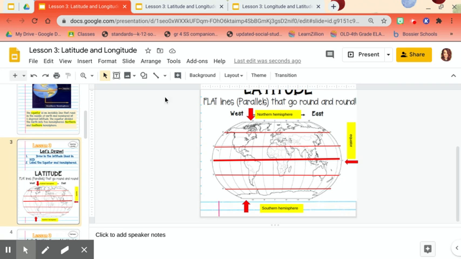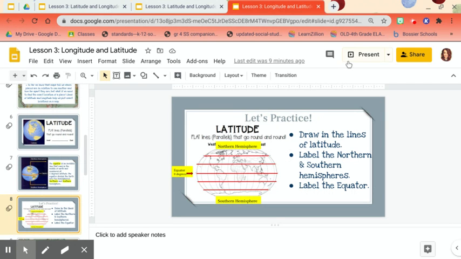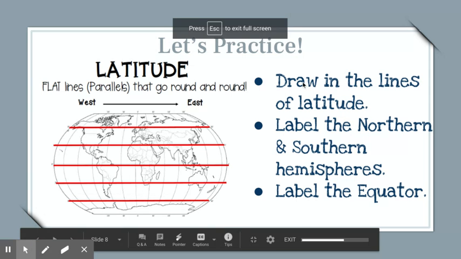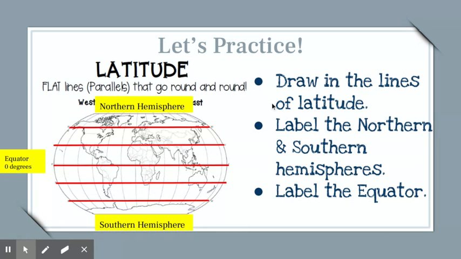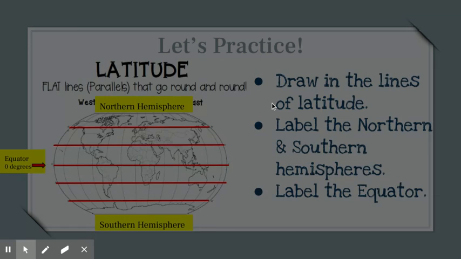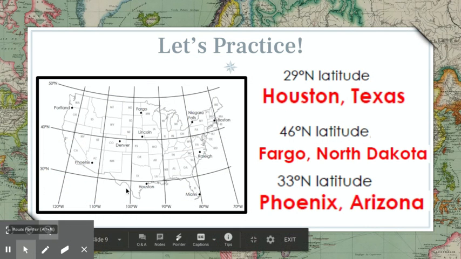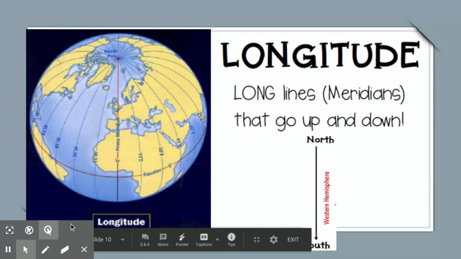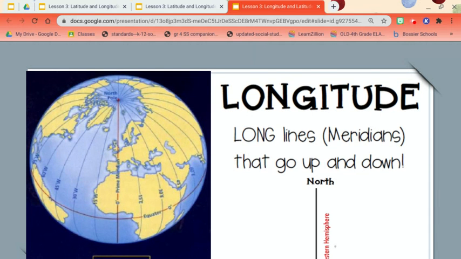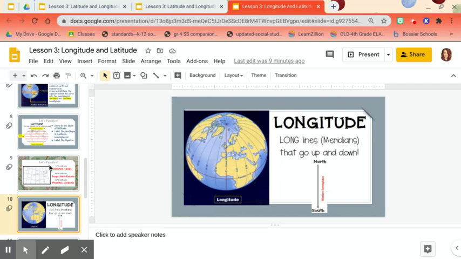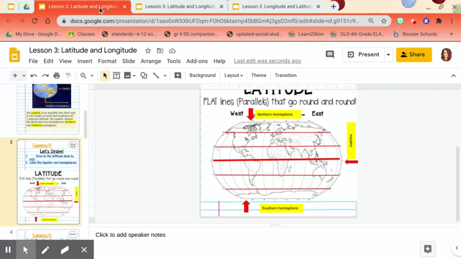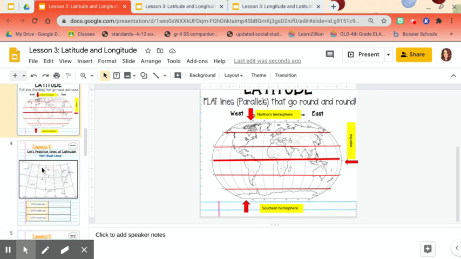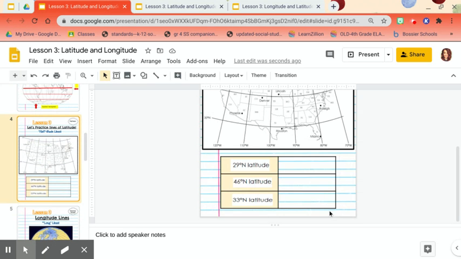They're all labeled. Okay, let's go back to our slideshow to make sure that we did it correctly. And we did. Okay, so now let's practice. It kind of went way too far, so let me go back out of this. So let's practice. Let's go to our pages and practice just the lines of latitude.